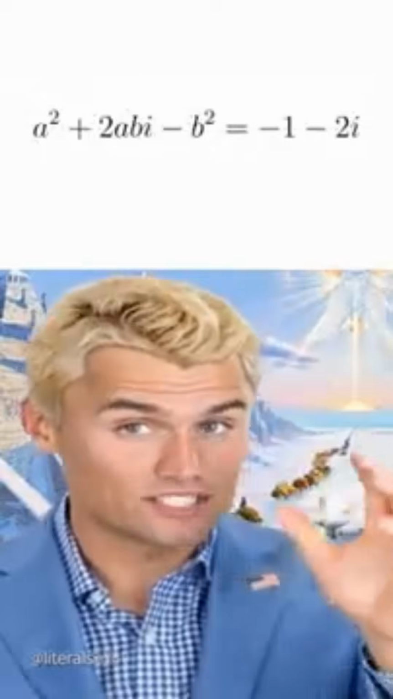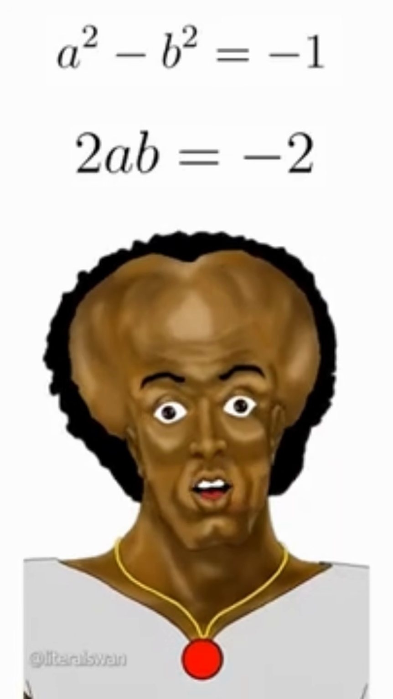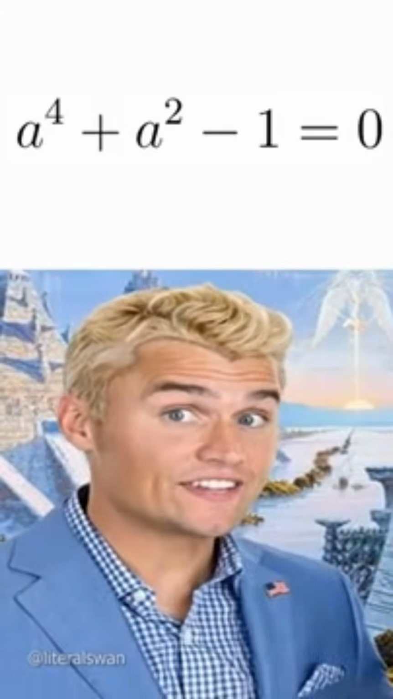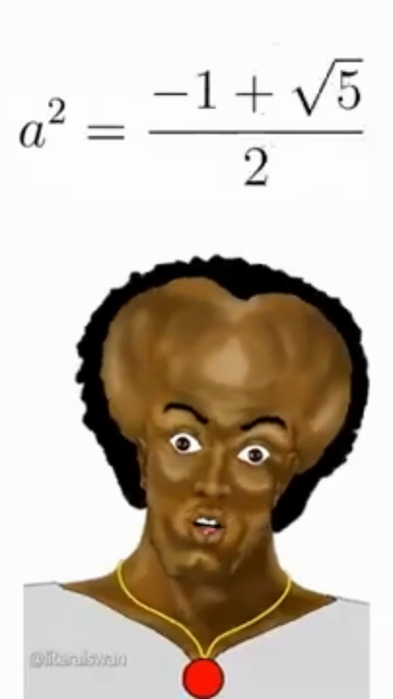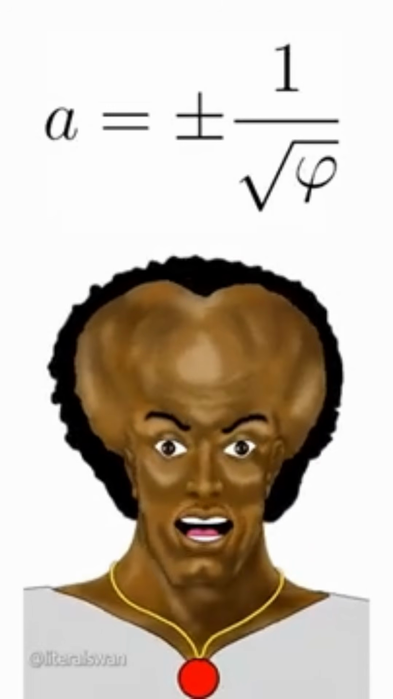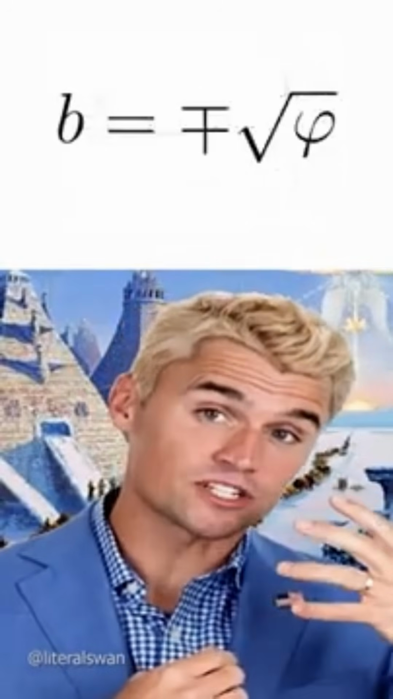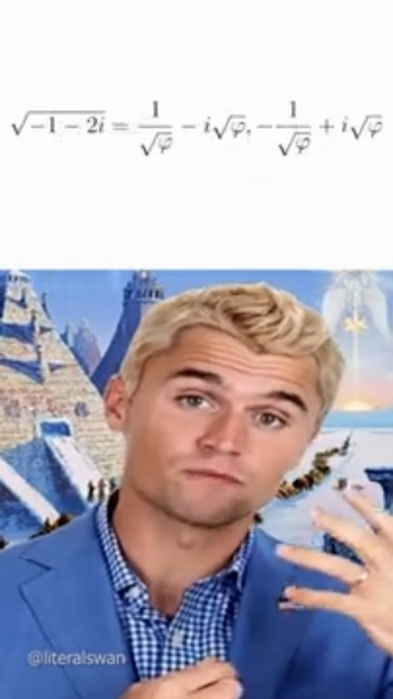Expanding gives us this system of equations. Since b is the negative of the reciprocal of a, substitution reveals this familiar equation. Wait, this gives golden ratio vibes. The reciprocal of the golden ratio, to be precise, my son. So a itself will be plus or minus 1 over the square root of 5. And b will be minus or plus the square root of 5, so these are the square roots of -1 minus 2i.